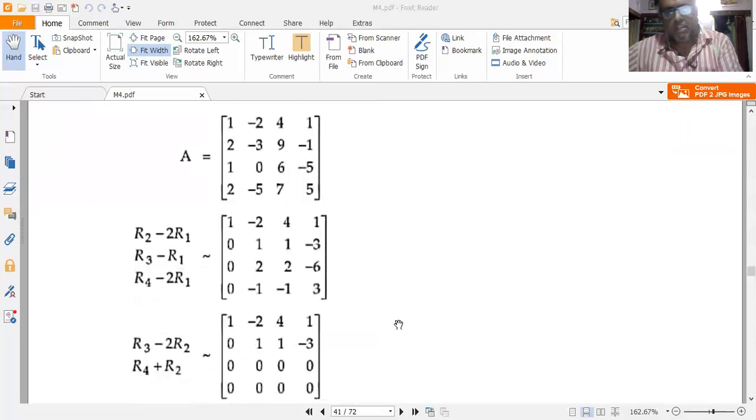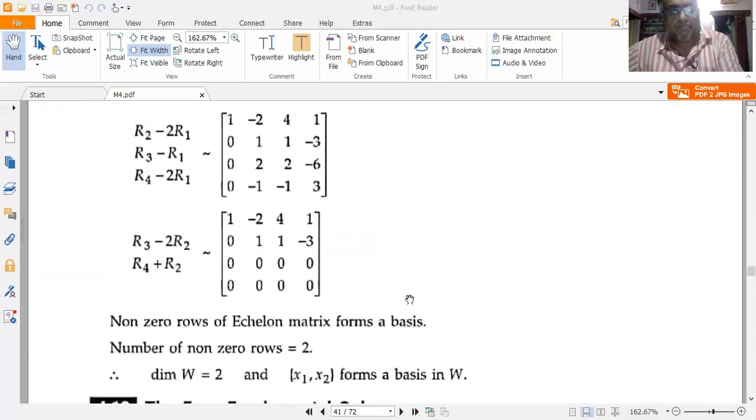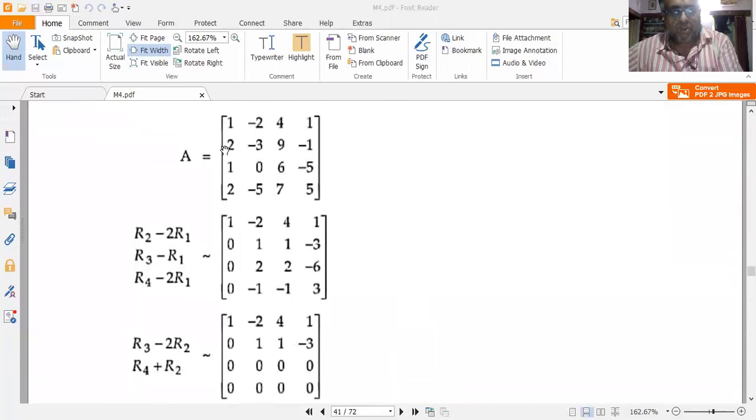Now apply the elementary transformations. I shall apply R2 minus 2R1, R3 minus R1, and R4 minus 2R1. The first row remains as it is: 1, -2, 4, 1. Now apply R2 minus 2R1. So 2 minus 2 into 1, I get 0. Minus 3 minus 2 into minus 2, I get minus 3 plus 4, 1. Next, 9 minus 2 into 4, I get 1. Minus 1 minus 2 into 1, so minus 3. Next, R3 minus R1: 1 minus 1, 0; 0 minus of minus 2, I get 2; 6 minus 4, 2; then minus 5 minus 1, I get minus 6.